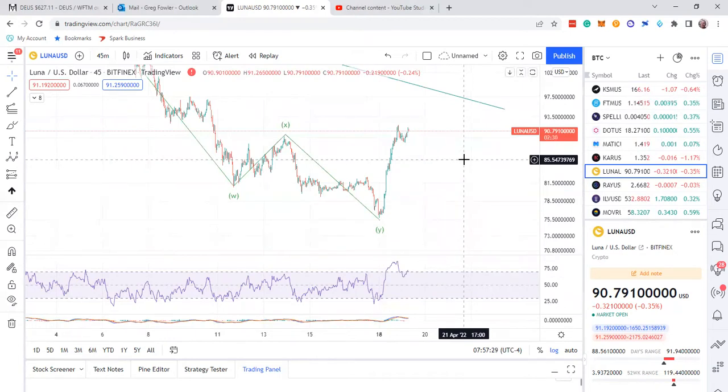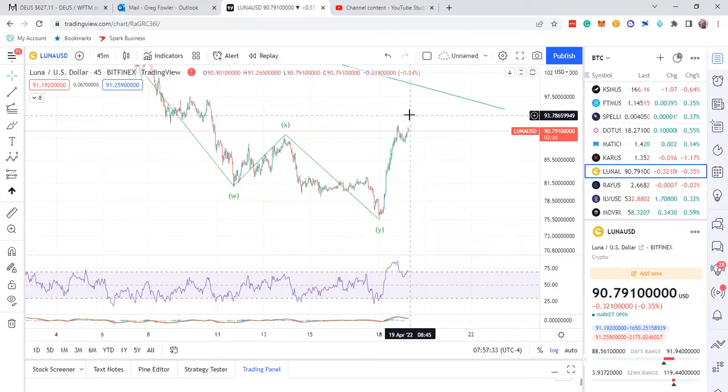That can be a short setup. The odds that Luna, after it goes up onto that peak of that fifth wave and it comes back down, is really, really high. It's got to correct, as I mentioned in the video yesterday.